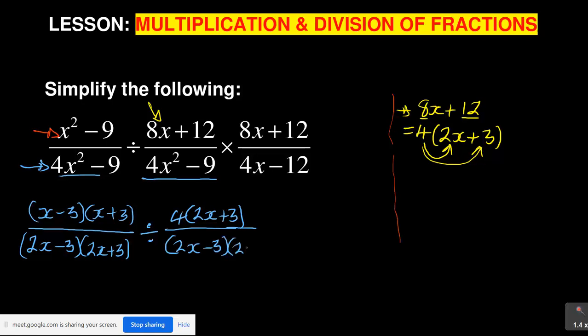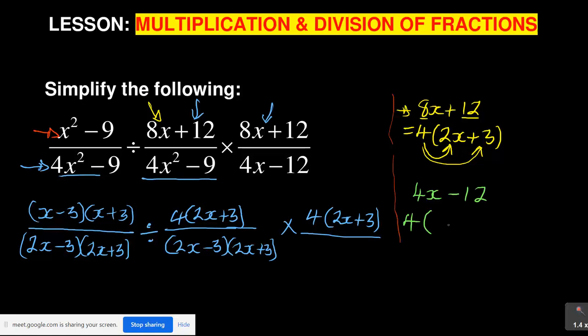and the 2x plus 3, plus. And then it says times, again this is similar to that one, which is our 4 into 2x plus 3, and then over. Now when we factorize this, that's 4x minus 12, similar also, what is common between 4 and 12 is 4, which will become x minus 3, okay? So you can write that there as 4 into x minus 3. So now when you have done that, that is the part.